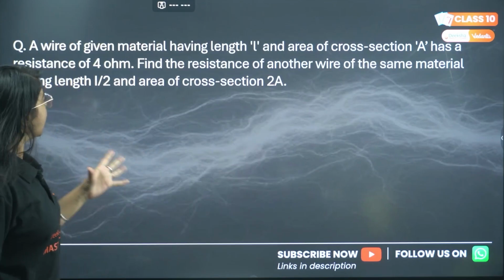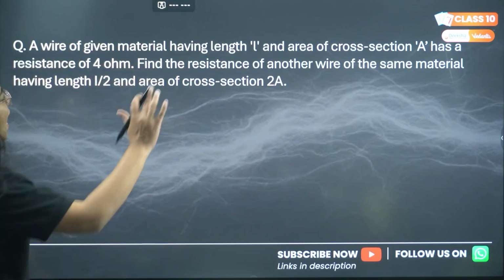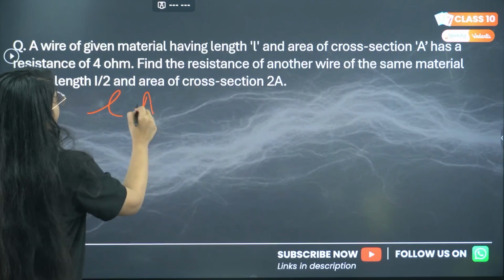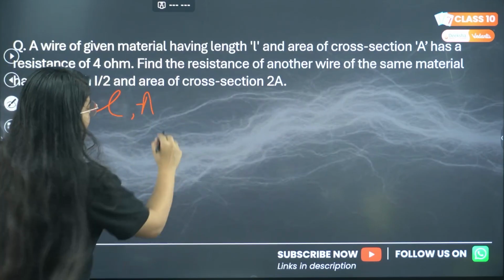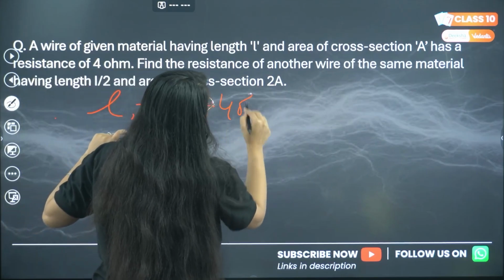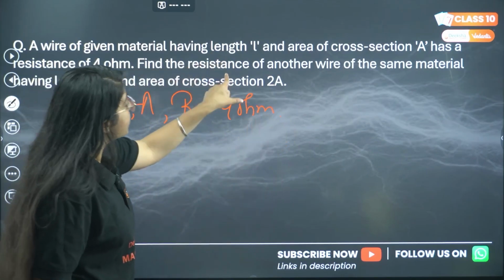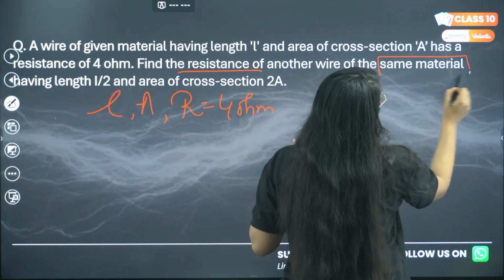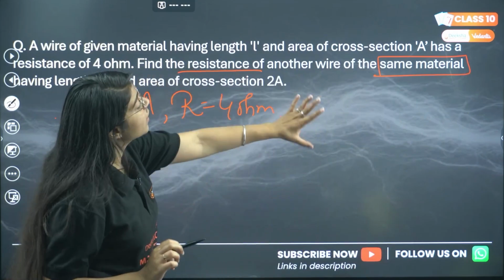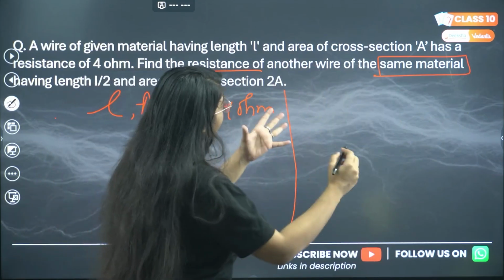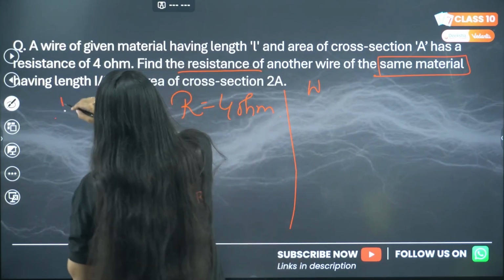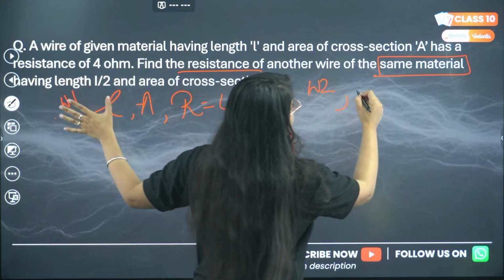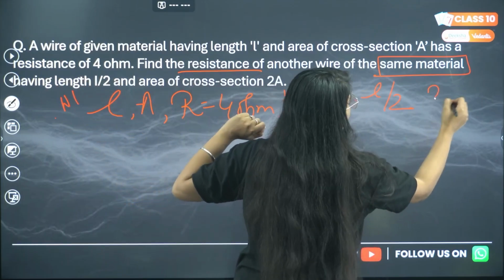So the numerical says that a wire of given material having length L and area of cross section A has a resistance of 4 ohm. We have to find the resistance of another wire of the same material. See, this is the keyword here, my children, the same material. So this is wire 1, this is wire 2, made up of the same material but having length L by 2 and area of cross section 2A.